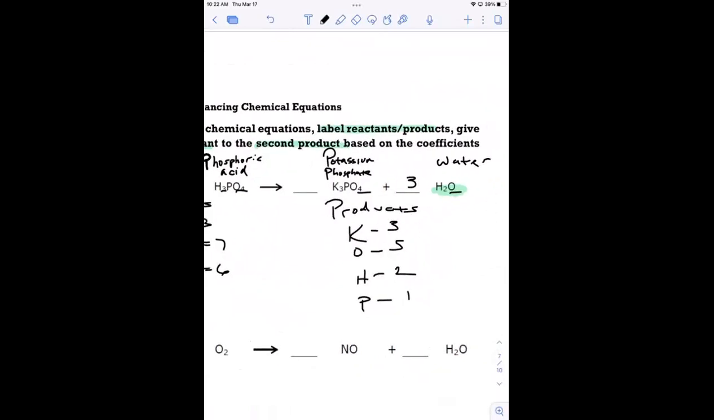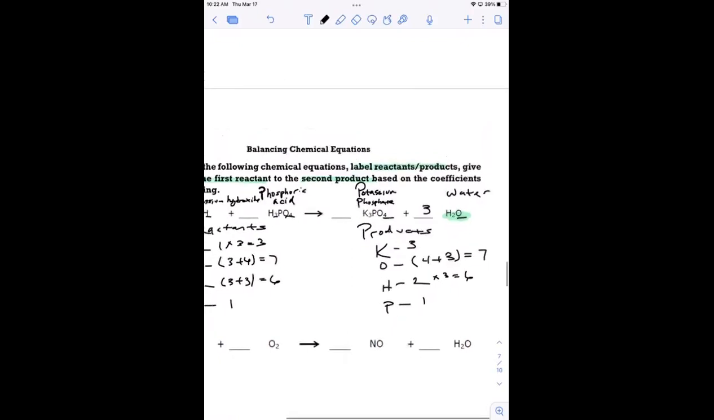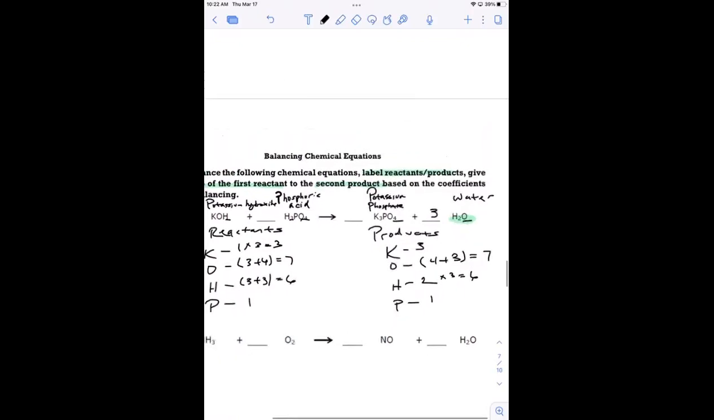All right, so that's going to be 6 hydrogens there. And then we're going to have 3 oxygens in addition to the 4 that are in PO4. So that's going to be 7. And it looks like we are good. Is that right? So 3, 7, 6, 1. And then over here, 3, 7, 6, and 1. Is that right? Everybody okay with that?